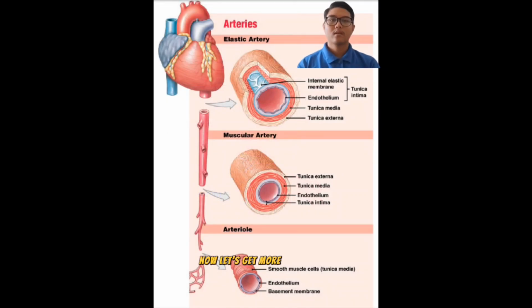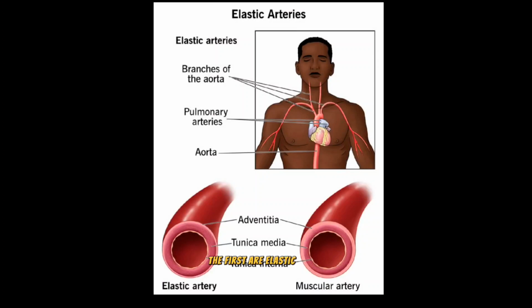Now, let's get more specific regarding the types of vessels. The first one, we have arteries. Arteries come in three groups. The first are elastic arteries. These are the largest and thickest, the ones near the heart. These contain more elastin than the other vessels, so that they can absorb more pressure, which is necessary as they have to withstand the pumping nearby.